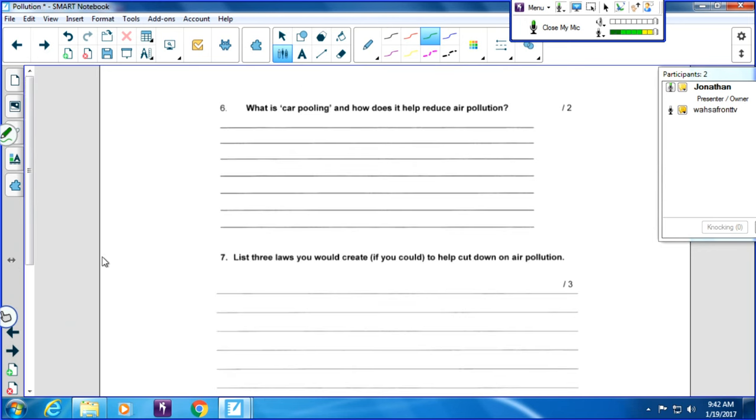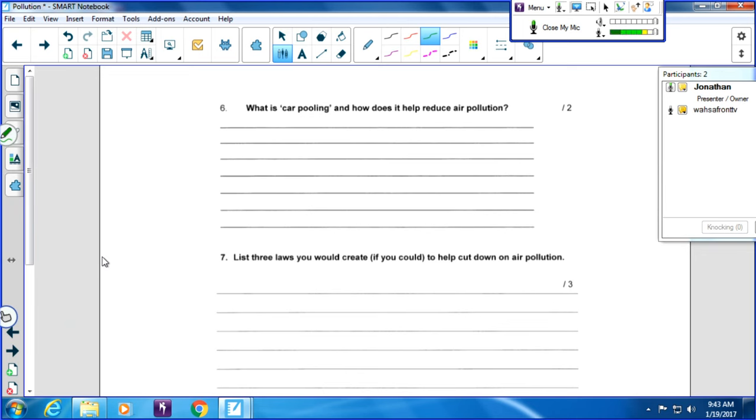What is carpooling and how does it help reduce air pollution? We talked about it, but we didn't explain what carpooling is. But again, I think we all know what it is. If you're not sure, let me know. Okay, I'll clarify. Carpooling is when more than one person is going to the same place, and we all hop in one car instead of driving our own cars. So we help each other, we reduce traffic jams, and we reduce the amount of cars on the roads as well.